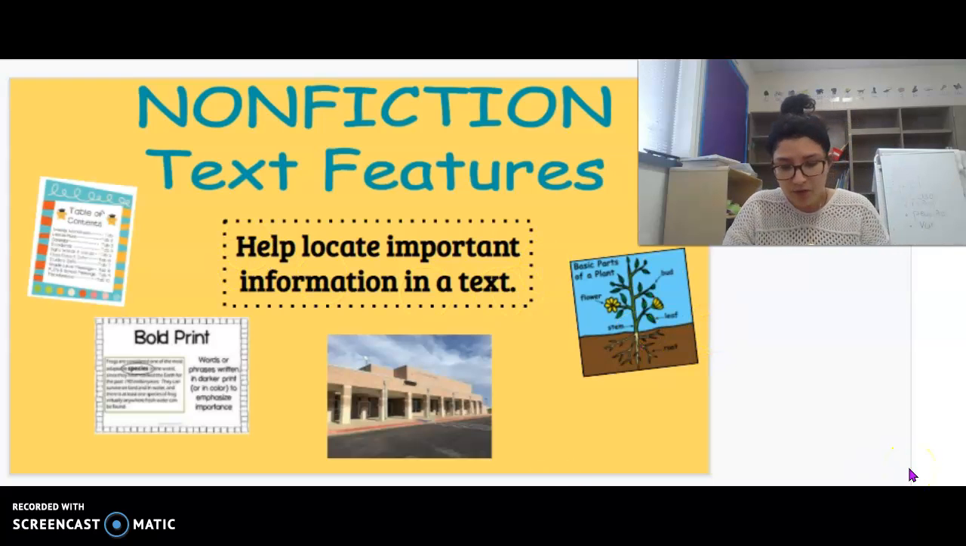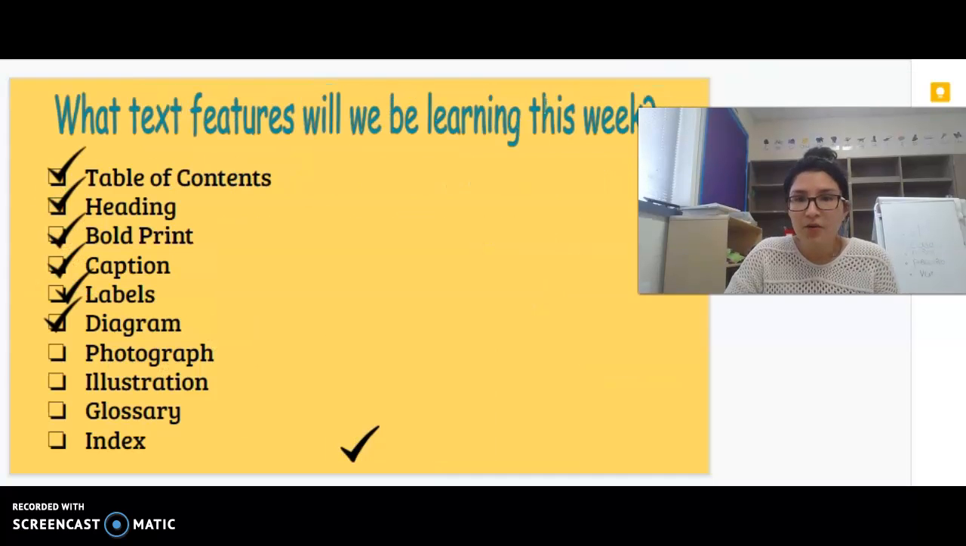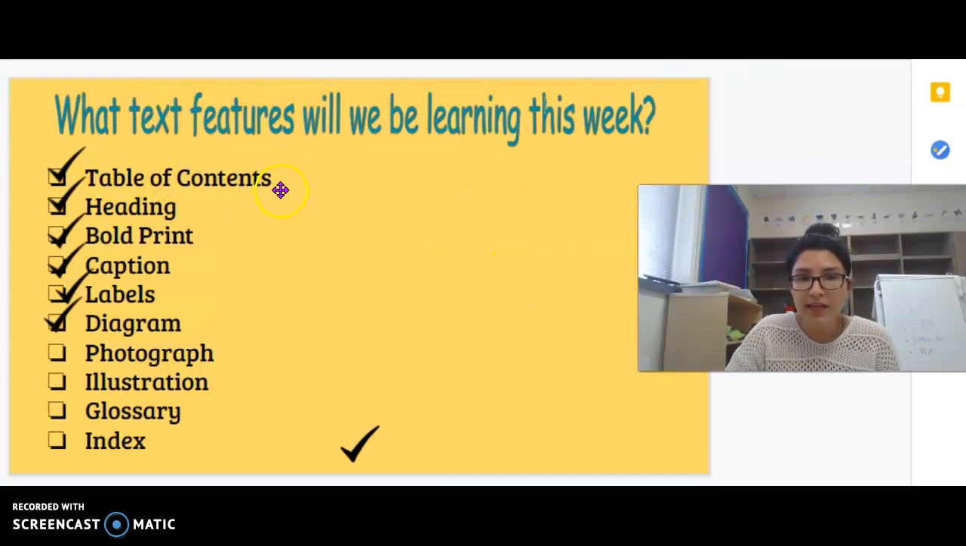Diagrams with labels, those help the reader by giving you an example of what's going on, what they're talking about, and naming the different parts of that picture. So text features, there's different ones, and they all have a purpose, and they help us, the reader, to better understand what we're learning and what we're reading about. Okay? So, like I mentioned a little while ago, we've gone over table of contents, heading, bold print, caption, and labels, and diagram. Today we are going to be reviewing photograph and illustration.